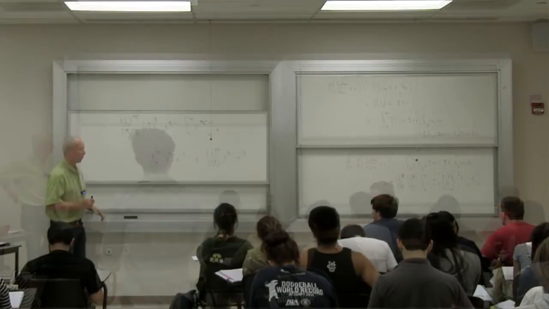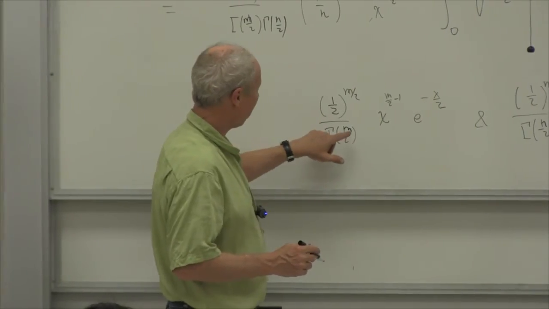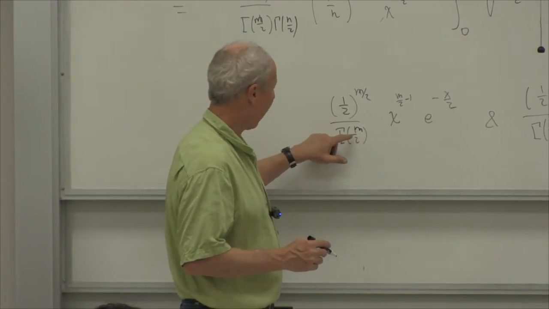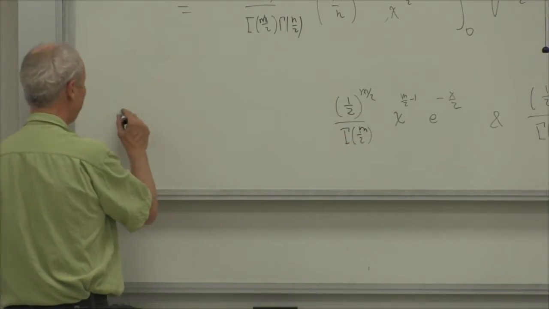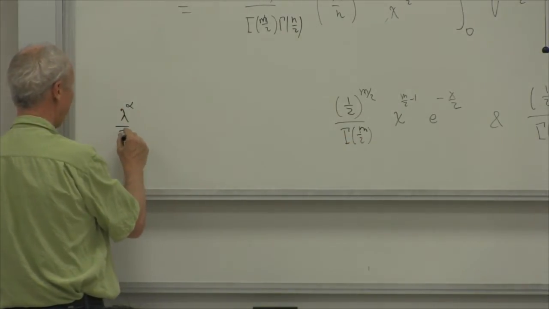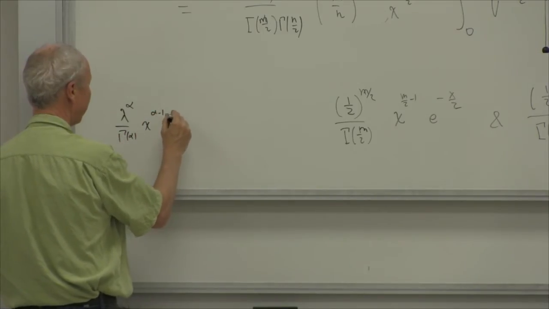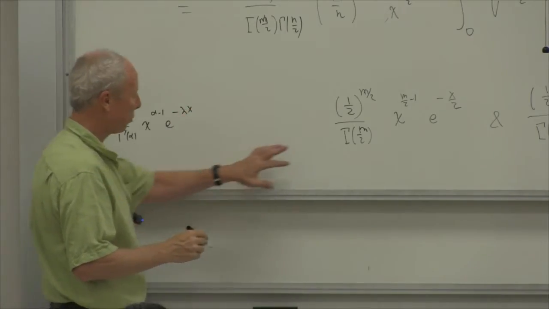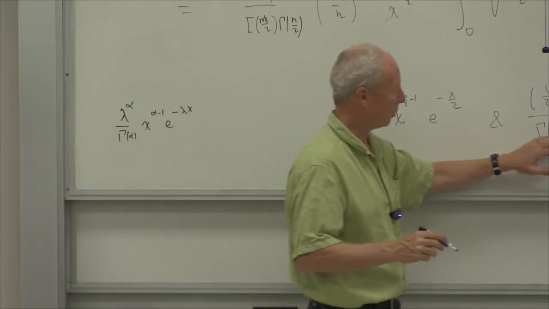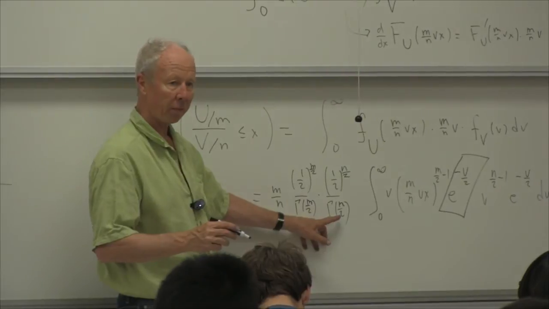Okay, so let's continue, but amend your notes. I put gamma of a half here. It should be gamma of m over 2. Remember, the gamma density is lambda to the alpha over gamma of alpha x to the alpha minus 1 e to the minus lambda x. So that should be gamma of m over 2 here, gamma of n over 2 there. So that shows up here. Should have gamma of m over 2, gamma of n over 2.